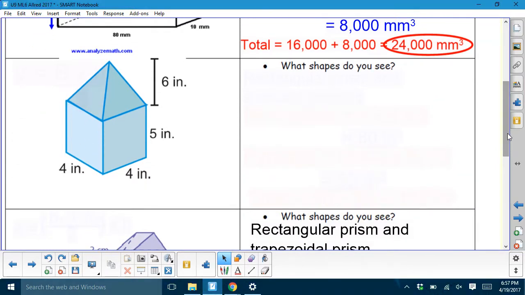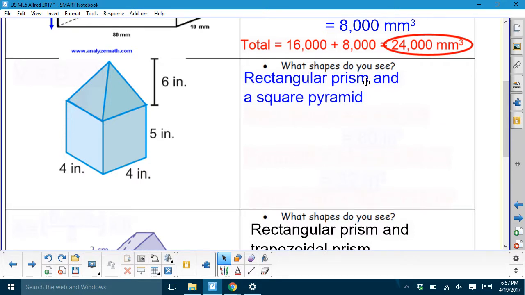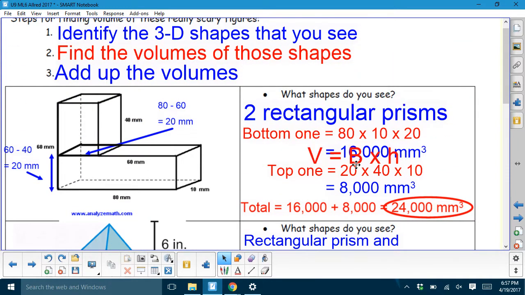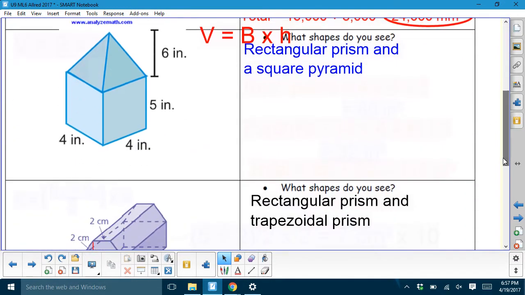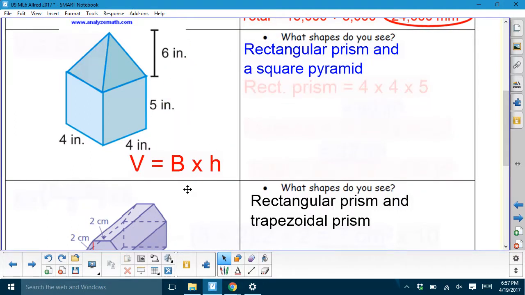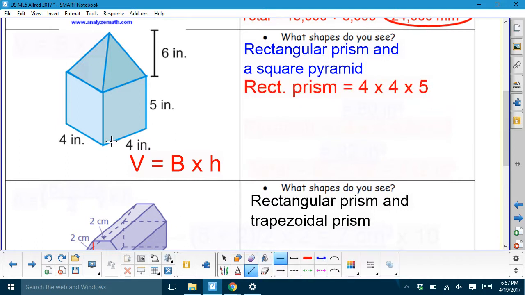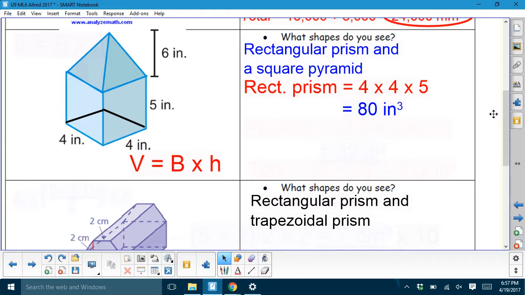Okay, on this second shape, what do you see? I see a rectangular prism and a square pyramid. I'm going to find the volume of that rectangular prism on the bottom by using the same formula that I used before. Volume equals big B times H, where big B means area of the base. The base is a square, a 4x4 square. I can try to draw it for you real quick. Kind of looks like this. I'm really bad at drawing these. With a line right here, there's your 4x4 square on the bottom, and it's 5 inches tall. 4 times 4 times 5 is 80 inches cubed for the volume of that rectangular prism.